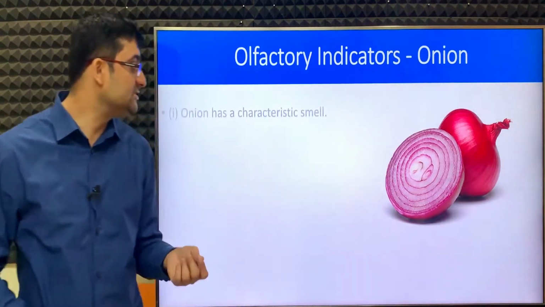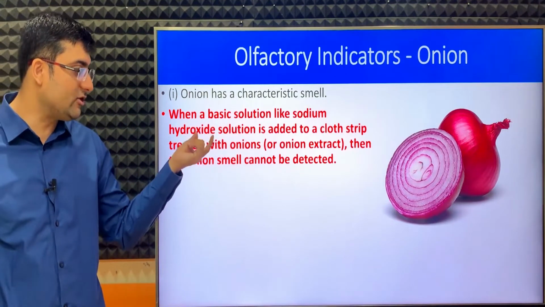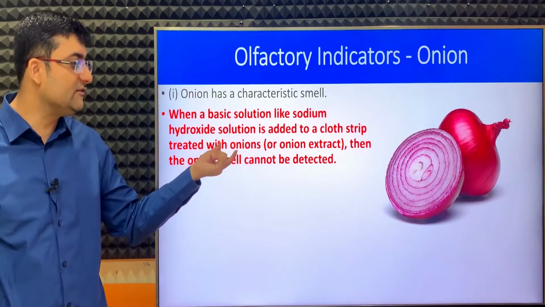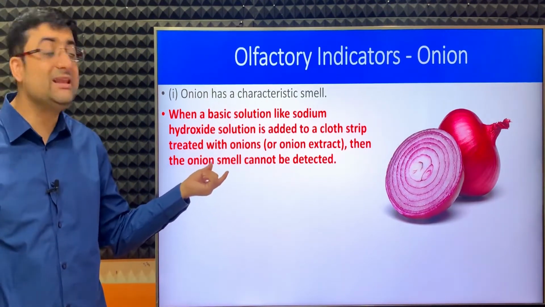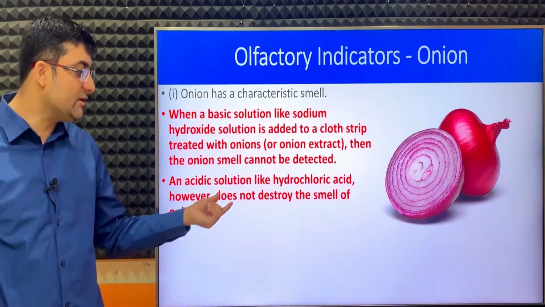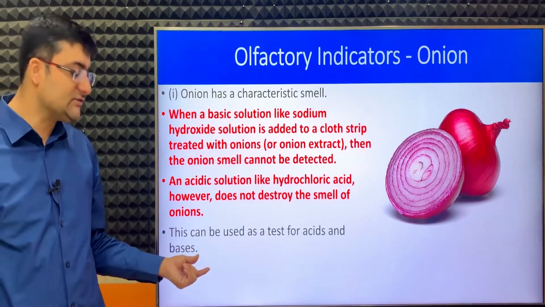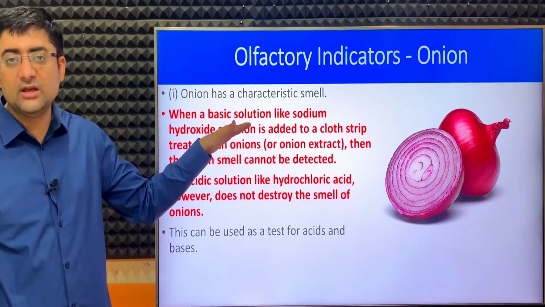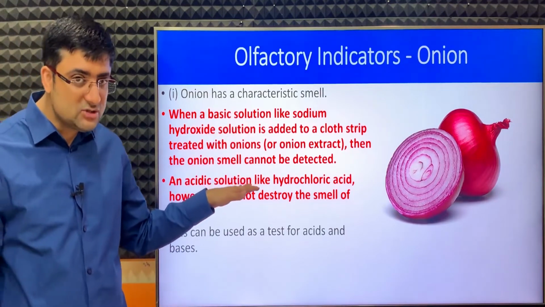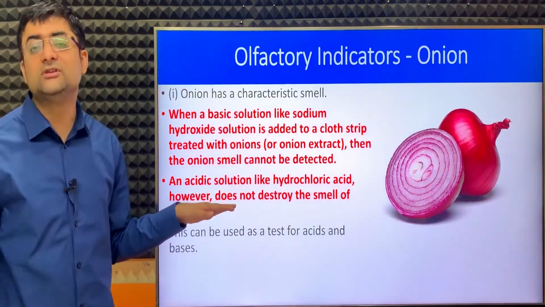Is it clear? So see, onion has a characteristic smell. When a basic solution like sodium hydroxide is added to a cloth treated with onions, then the onion smell cannot be detected. An acidic solution like hydrochloric acid, however, does not destroy the smell of onions. Is this clear? So this can be used as a test for acids and bases. So if the smell is going, it means it is a base. If the smell is not going, guys, it could be an acid or it could be neutral. For that you'll have to use some other indicator.